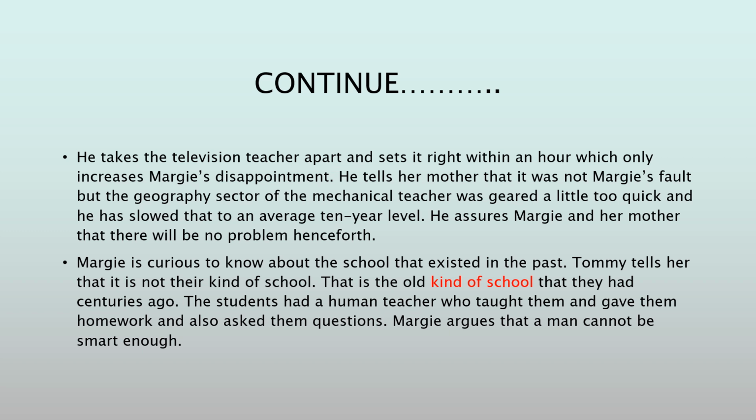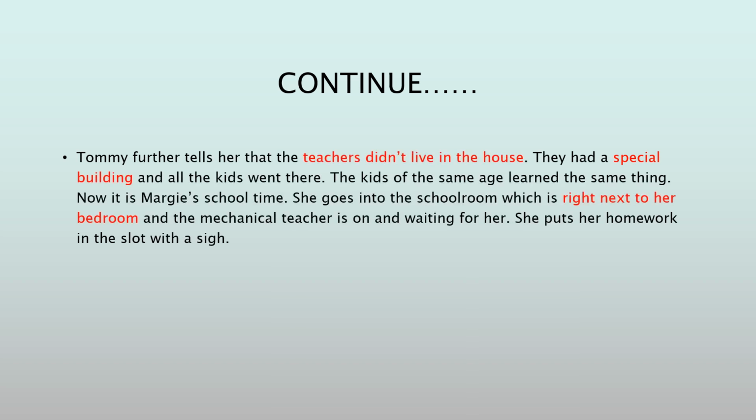Tommy informed her that it is not their kind of school, but an old kind of school that they had centuries ago. The students of that time used to have a human teacher who taught them, gave them homework and also asked them questions. Margie argued how a man can be smart enough to teach children. Tommy further tells her that those human teachers didn't live in the house like the mechanical teacher. They had a special building and all the kids went there. The kids of the same age learned the same thing.